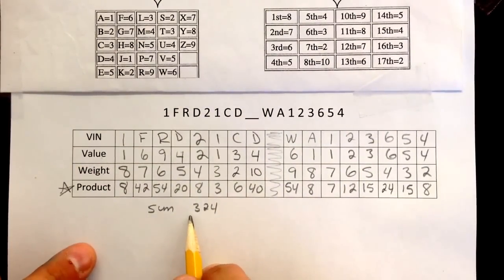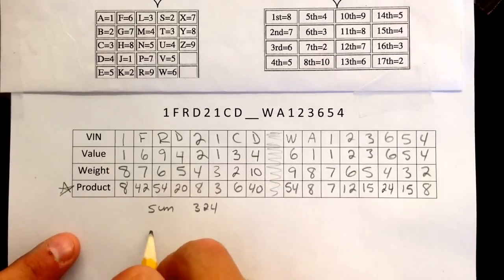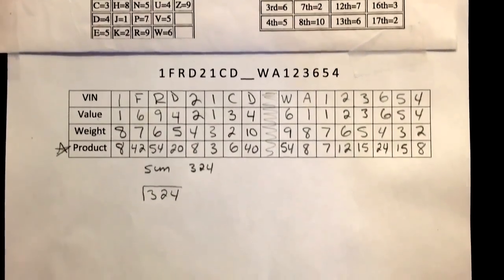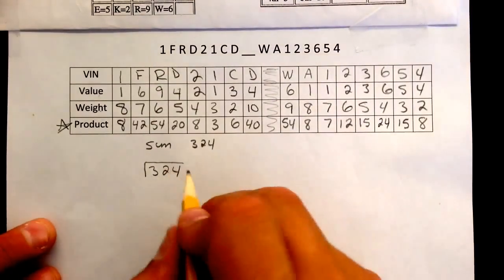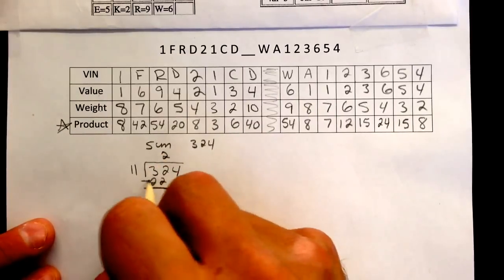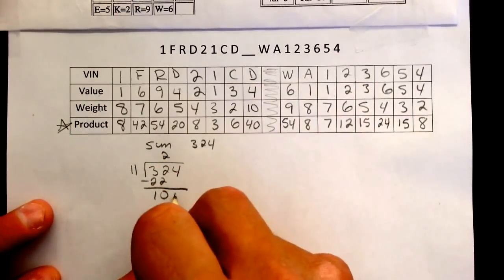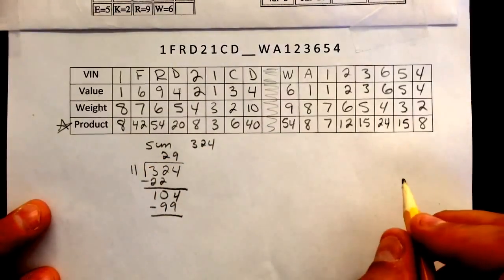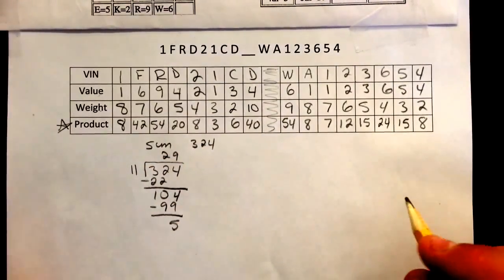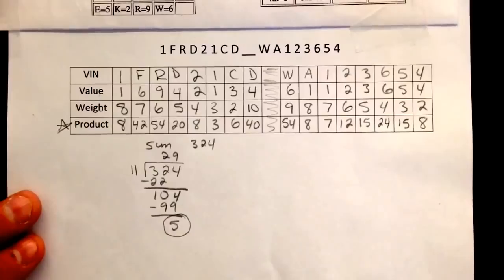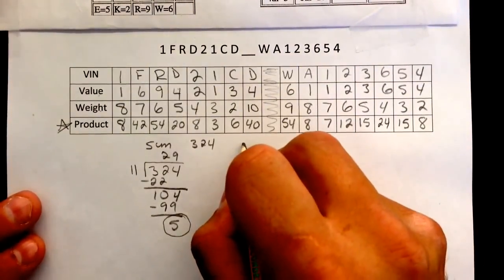Once you get that sum, there are two ways to find the check digit. One way is to divide the sum by 11. I'm going to run out of room here, so I'm going to move this down a little bit because we're done with the top part now. There we go. So we got 11 here. We divide 11 in there and we get 2. 22. Subtract and get 10. Bring down the 4. Then I have 9 times 11 is 99. And I subtract that, and I get 5. So one way to get the check digit for the VIN number is the remainder. It is the check digit. So the check digit for this is 5.